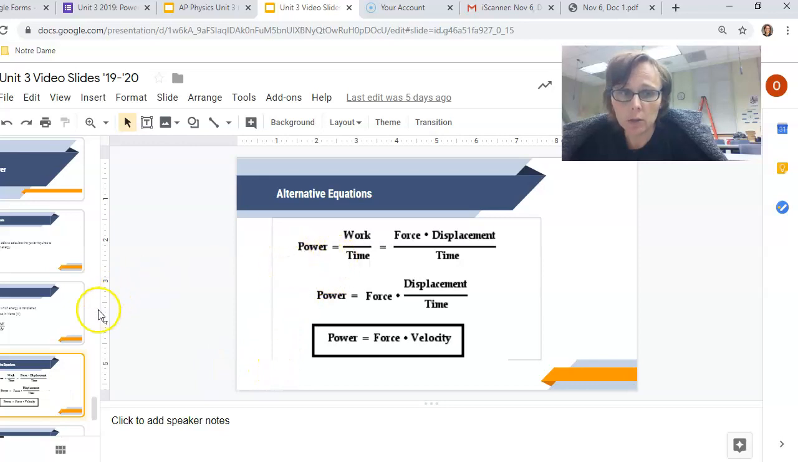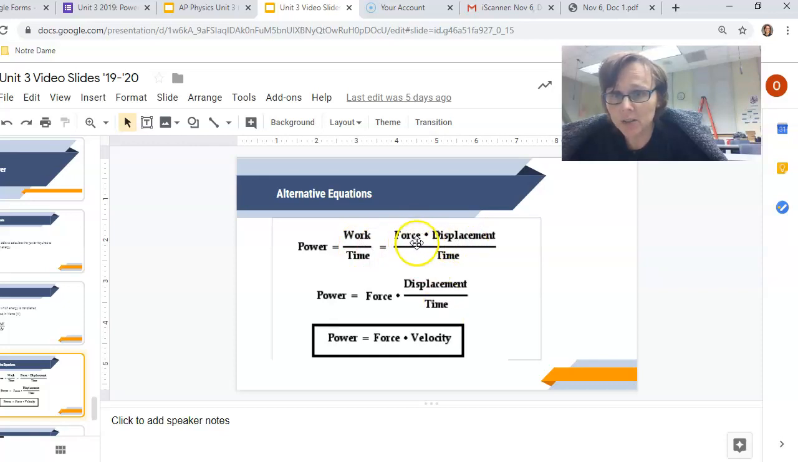So let's look at the alternative equations here. Power is work over time, which is energy; work and energy, they're equivalent, right? That's what we learned in this unit. Force times displacement is the definition of work.